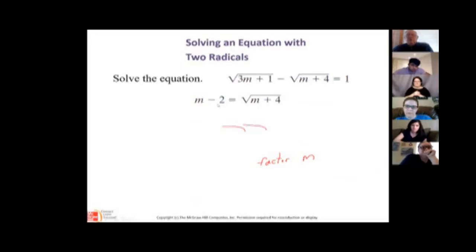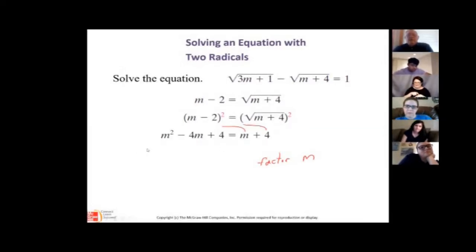I'm going to have to square both sides a second time on this problem. Okay, when you've got multiple radicals plus additional things, you're actually going to have to square both sides twice. So this one we square, and that one we square. We have to FOIL this, getting those terms. This one, just m plus 4.